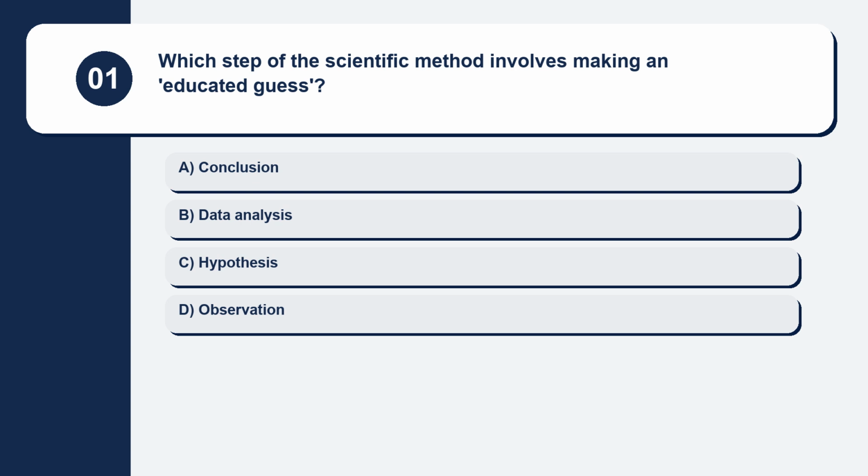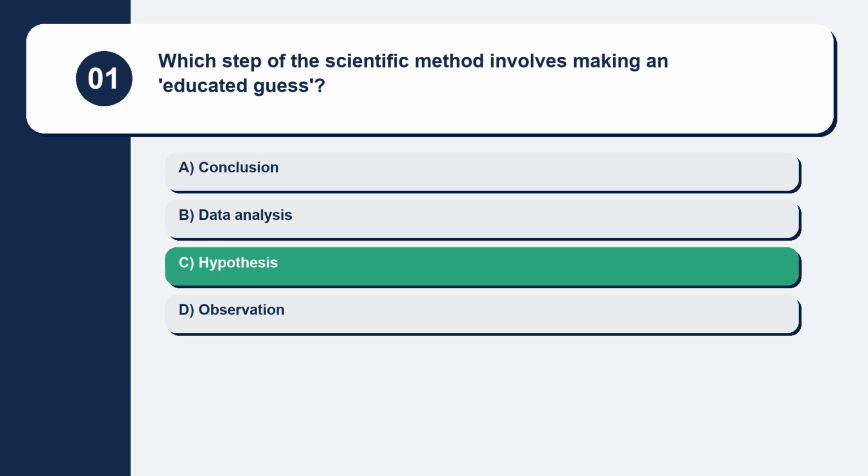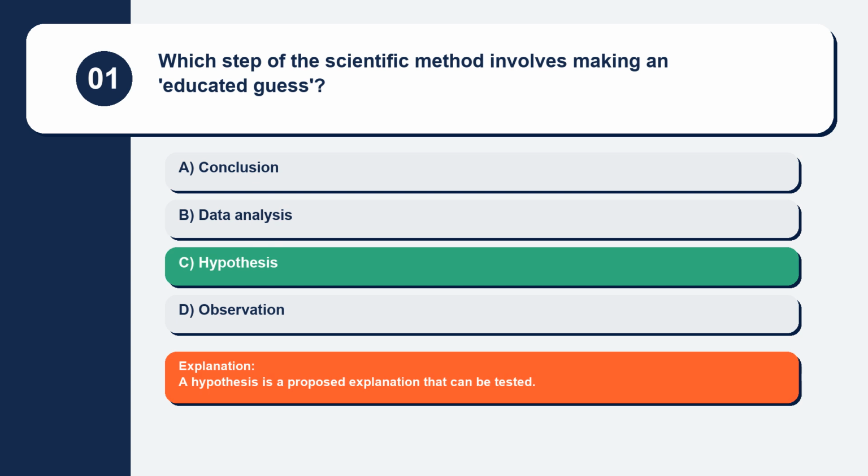Question 1. Which step of the scientific method involves making an educated guess? Conclusion. Data analysis. Hypothesis. Observation. A hypothesis is a proposed explanation that can be tested.